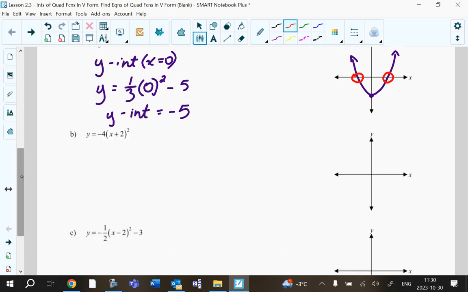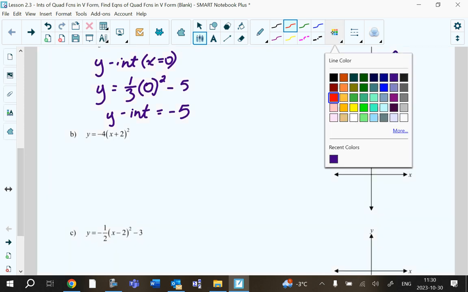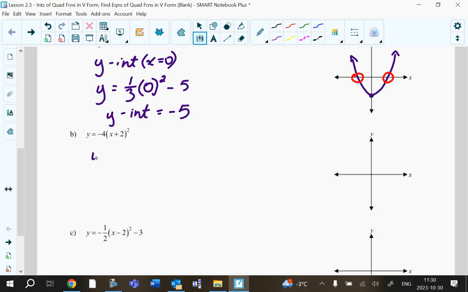For the y-intercept, you've got to be careful. You make x equal 0. So how are you going to figure out the y-intercept? Negative 16. Good.